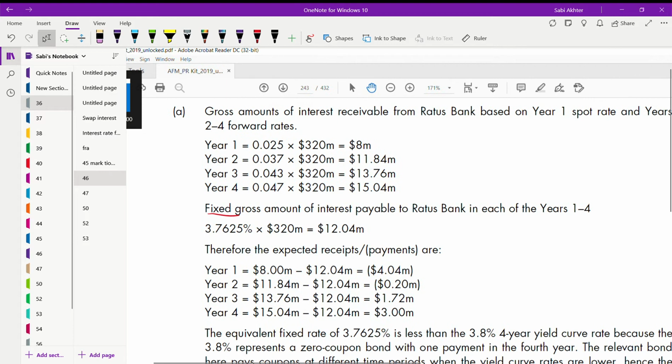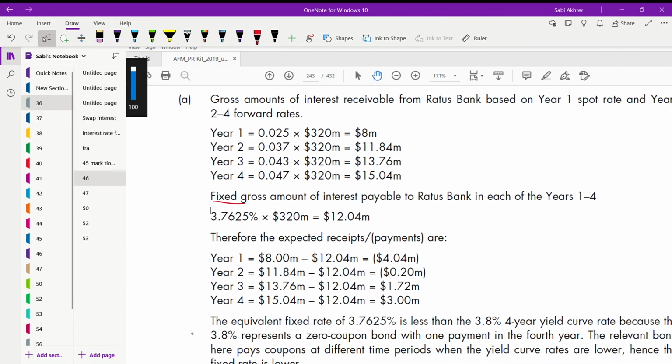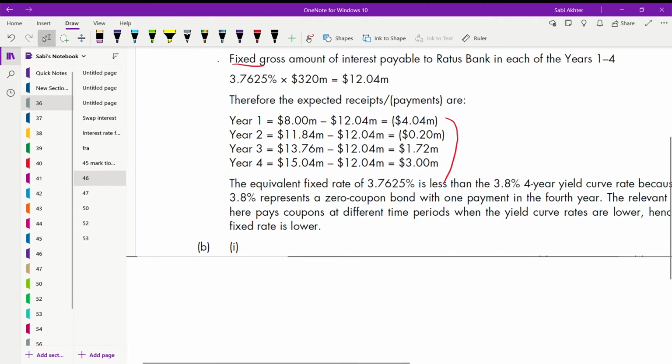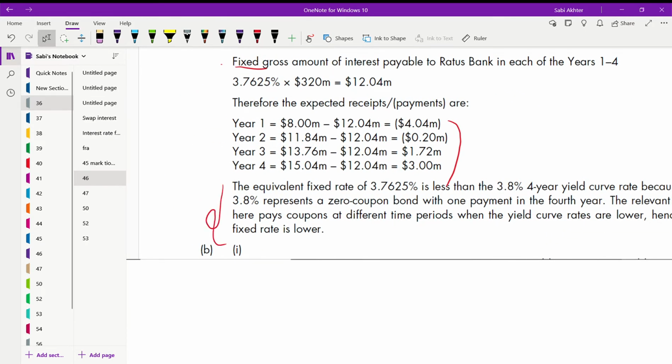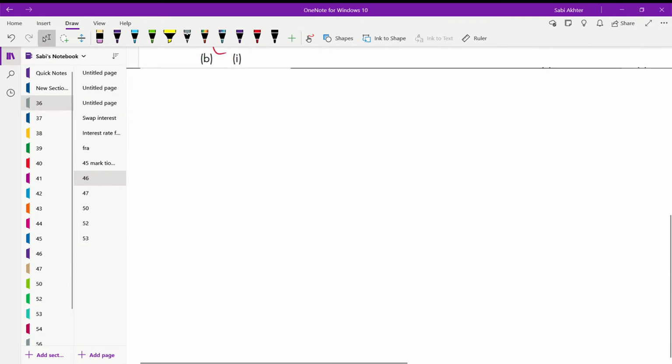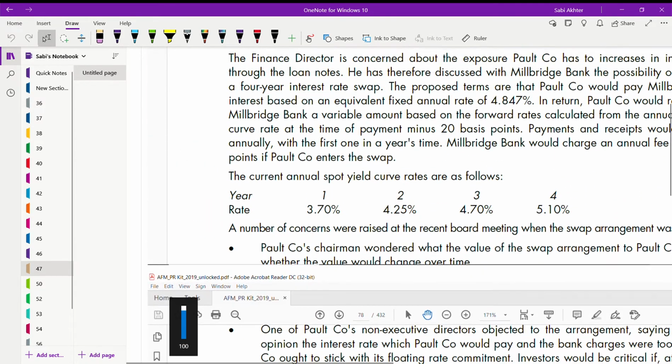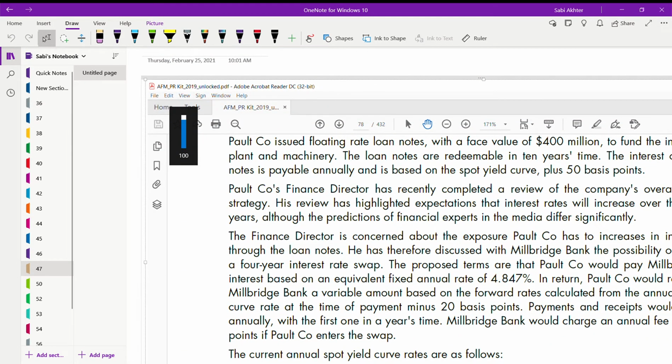And these are all your receipts. Then you have to take your payments. Once you take your receipts minus payments, this will be your net payment or receipt. So these are the working steps. And then you need to write why it is lower and all. Then we are going to 47. If you see 47 here.